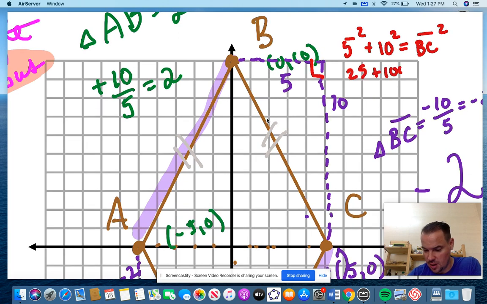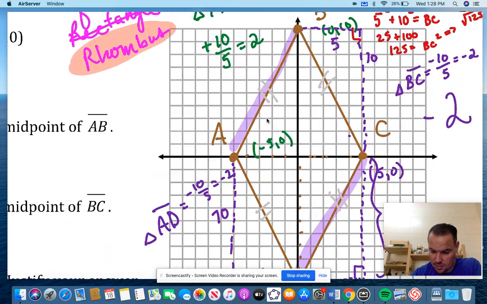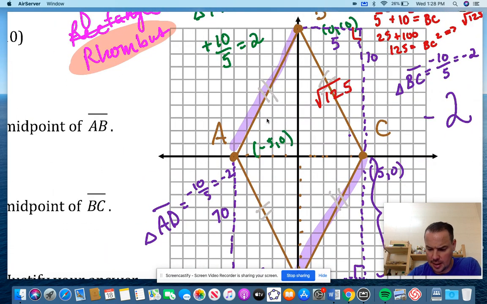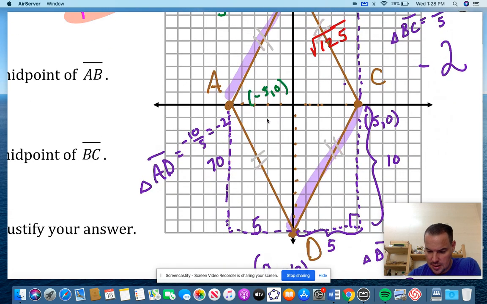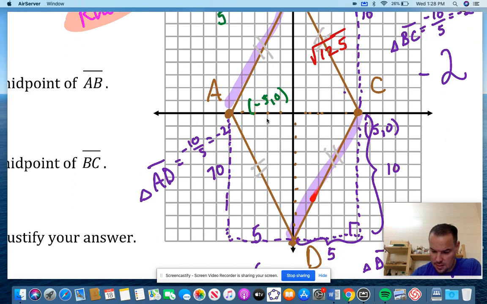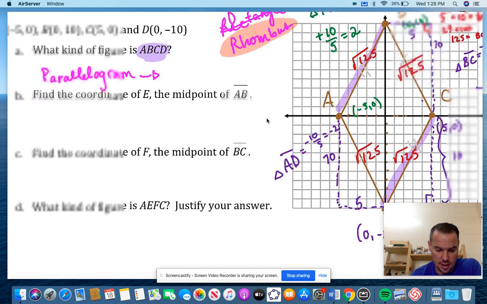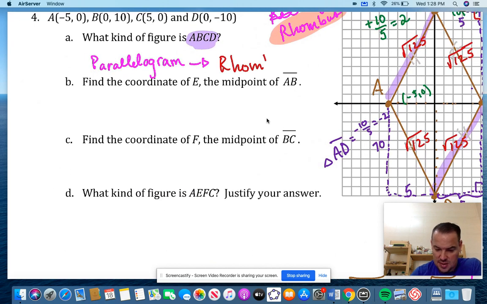That's 25 plus 100. That's 125 is BC squared, right? Thus, to continue that work, I basically now know that the square root of 125 is indeed BC. So BC is the square root of 125. Gotcha. I'm not going to reduce it, and I'm going to show you why in a second. That's interesting. So this was 5 and this was 10. This is 5 and this is 10. Oh, it's got to be 125. Square root 125. Same pattern. 5 and 10. Square root 125. I now have some evidence that these are all the exact same length. So, class, this is indeed a rhombus.